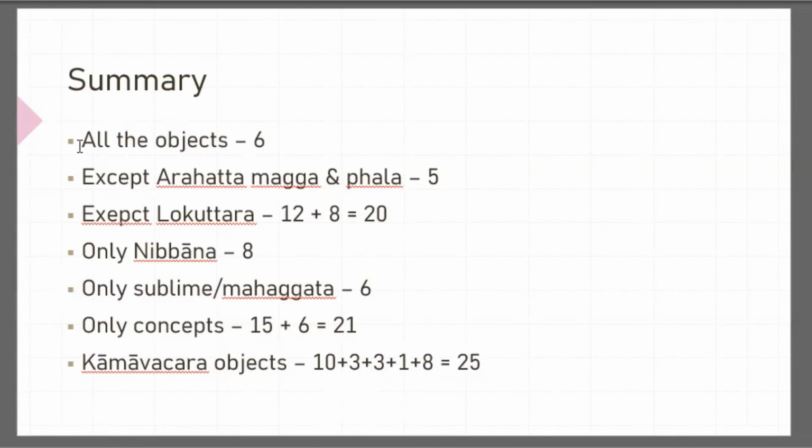So how many groups do you have to memorize? 1, 2, 3, 4, 5, 6, 7. Please summarize this section into seven groups: all the objects, except Arahatta Magga and Phala, except Lokuttara, only Nibbana, only sublime, only concepts, and Kamavachara objects. When you see this summary, please try to digest this section. This is the most important section in this chapter.